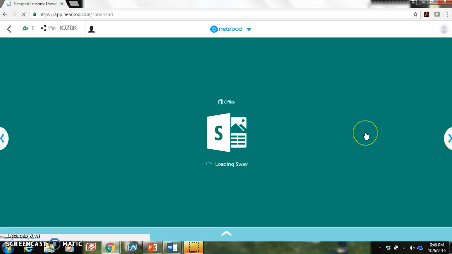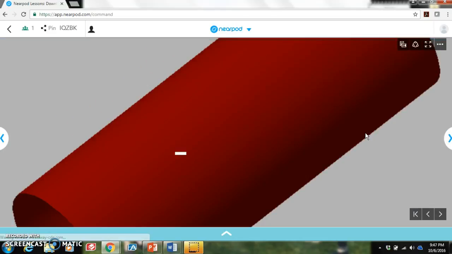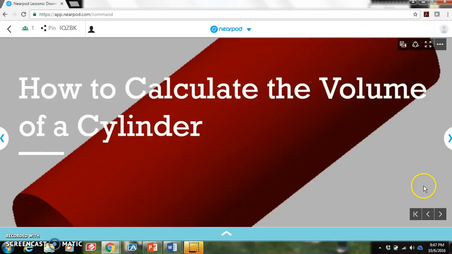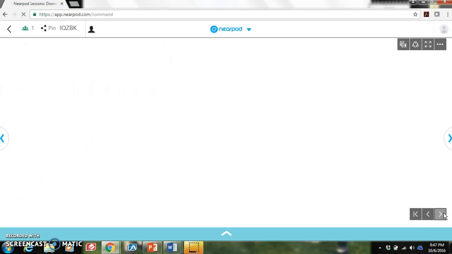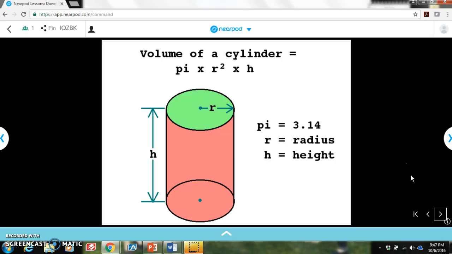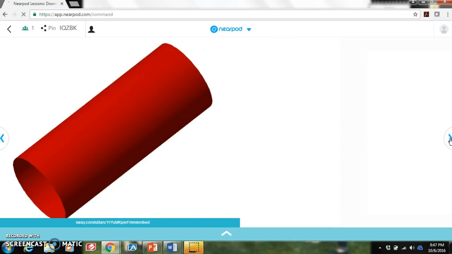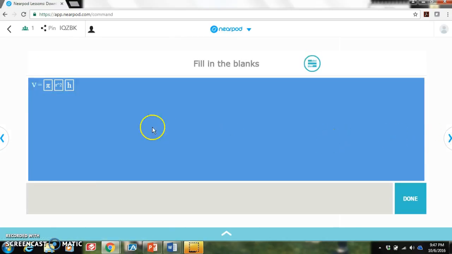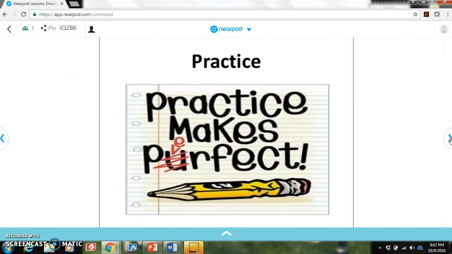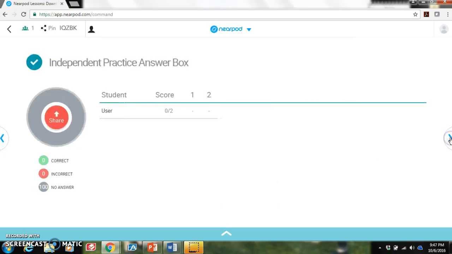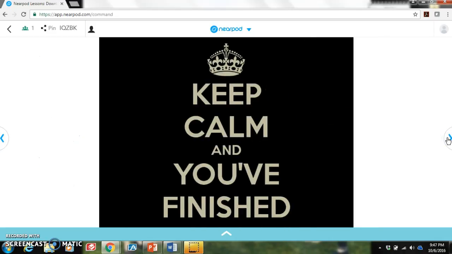This is a sway that I've created, and it is going to serve as the meat of my lesson. So this is how to calculate the volume of a cylinder, followed by this diagram, which I will use in the lesson to go through the ins and outs of specifically what R squared and H are. And after that, the students will fill in the blank of each of these for the equation. And so on. We will have some practice, some independent practice. They will answer or put their answer in the box for the examples that we give them.